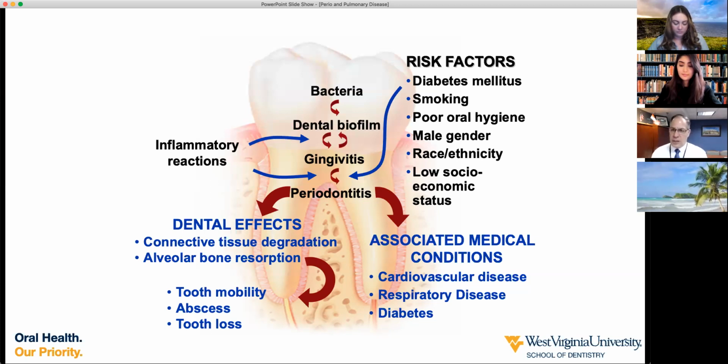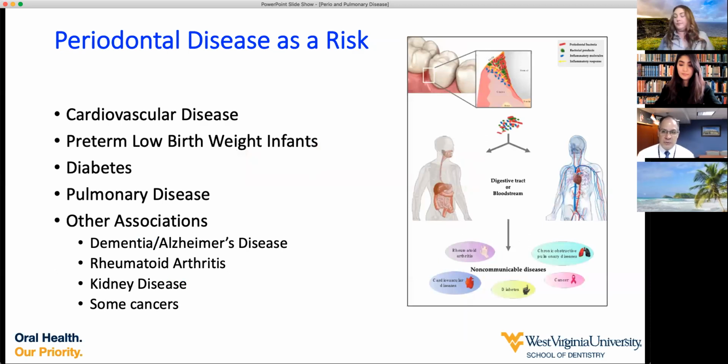In reverse, someone who has diabetes is more susceptible to periodontal disease because of all of the metabolic aberrations that happen due to the high blood glucose level, HbA1c being elevated, etc. So we're going to focus obviously on respiratory disease, but this is just a summary showing you some of the various diseases that have been associated with periodontal disease. Today, for the next couple of minutes, we're going to focus on pulmonary disease.